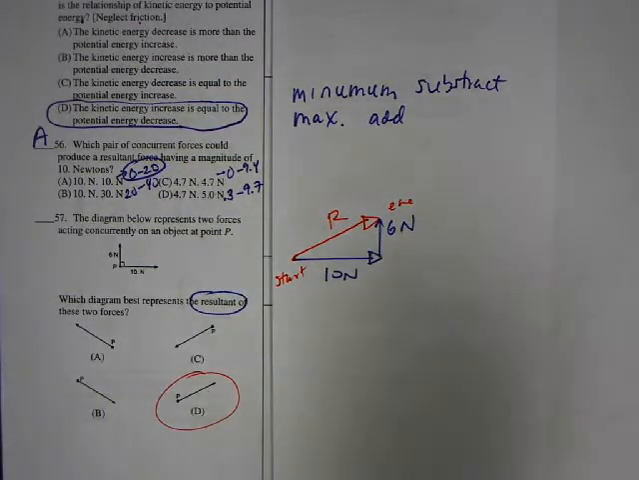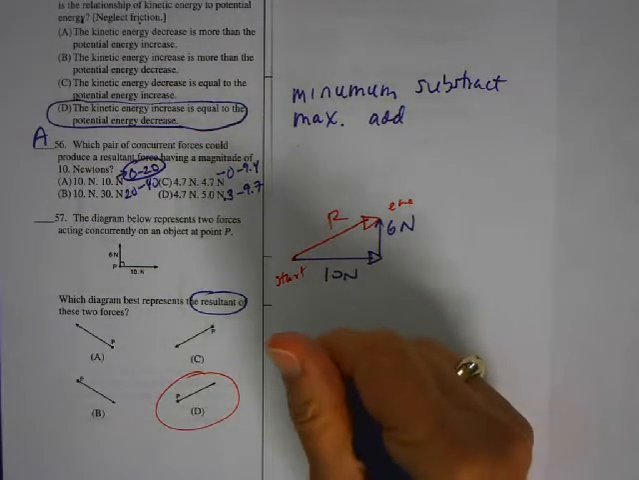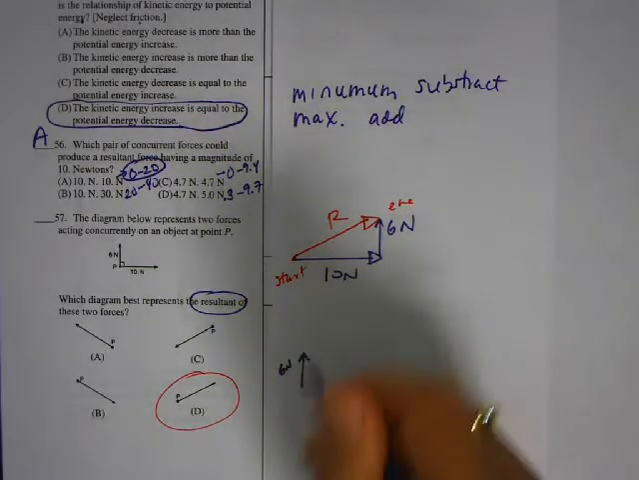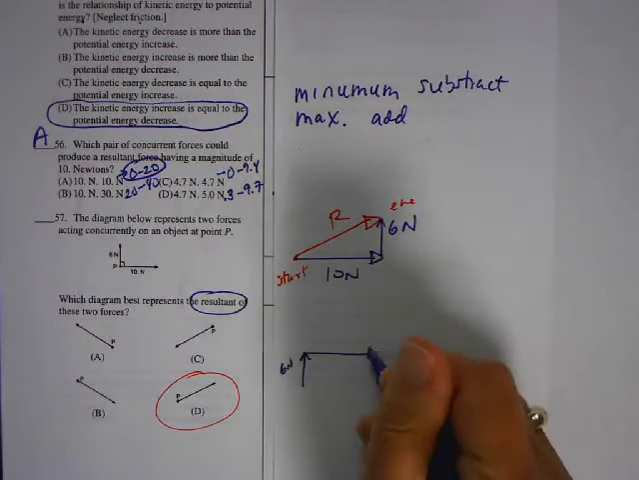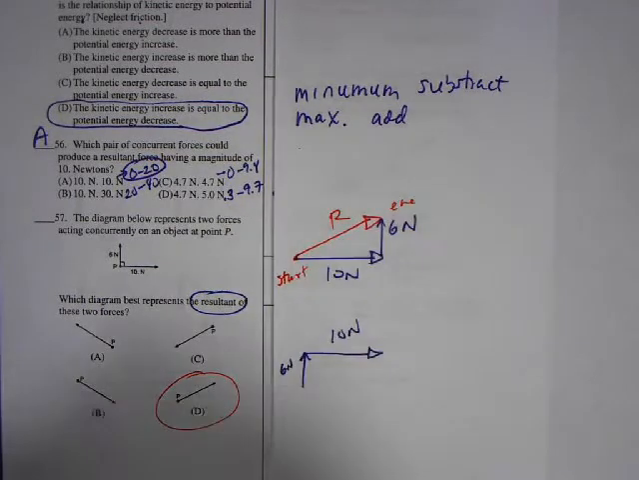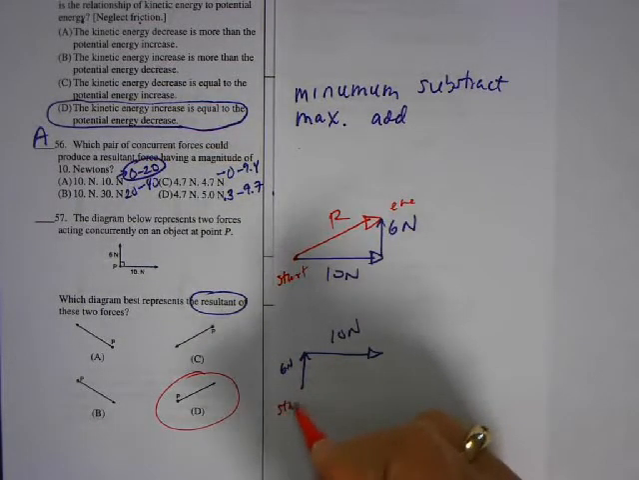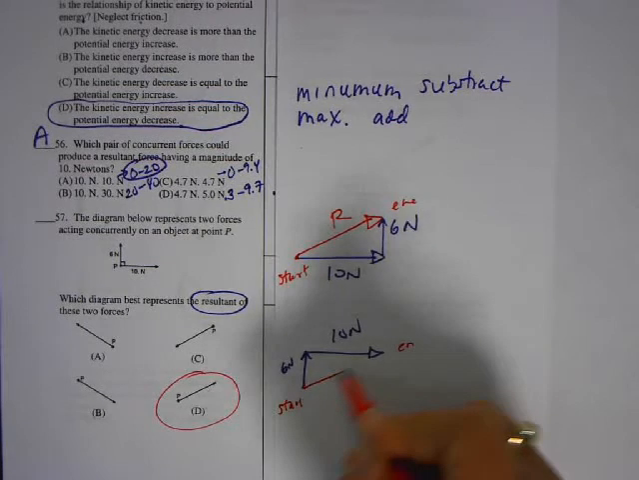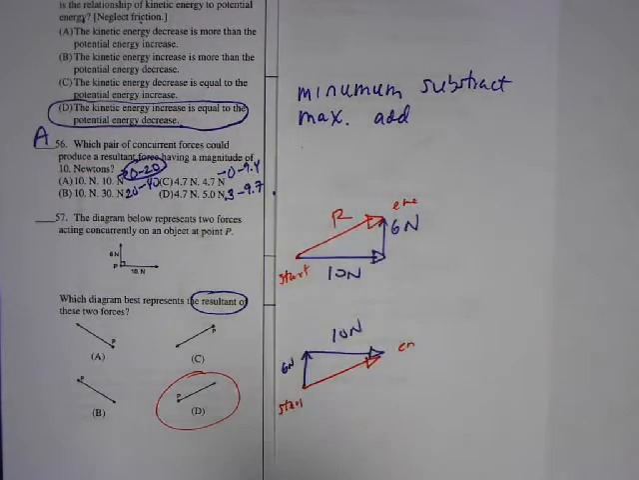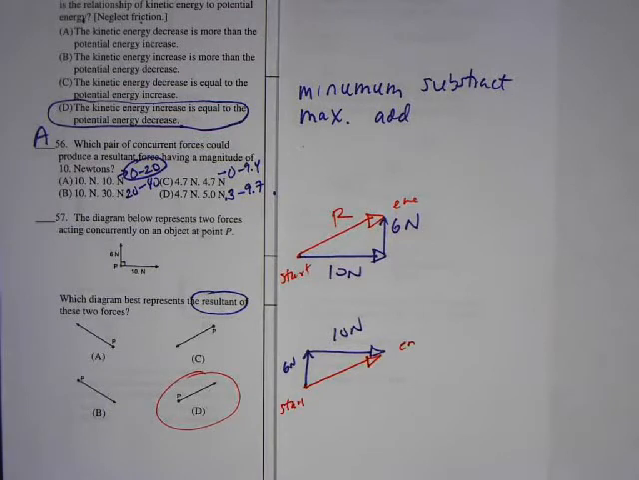What if I did it the other way? What if I first drew the 6 Newton vector, and then from the head of that vector, I did the tail of the 10 Newton vector, and then from where I start to where I ended up, I drew my resultant. Does it look exactly the same? Does it point in the same direction? It does. So it doesn't matter with vectors. I could do A plus B or B plus A. I'm still going to get the correct answer.